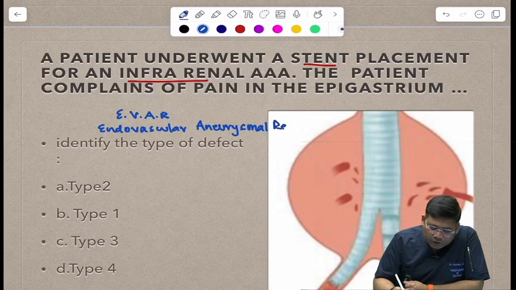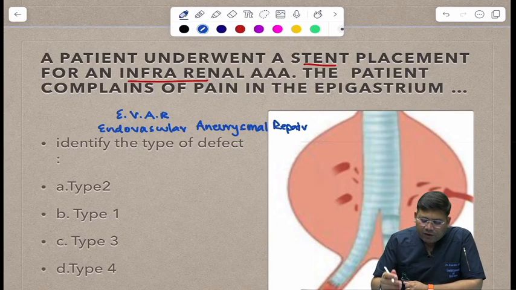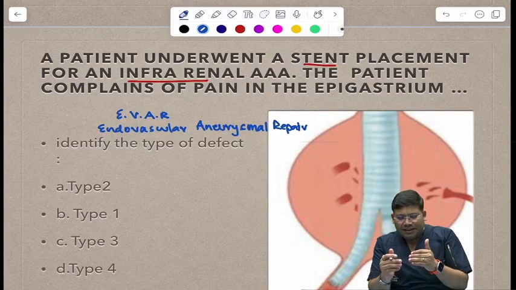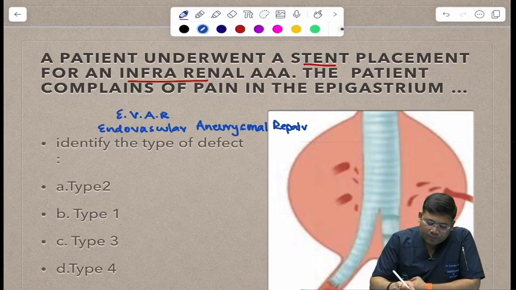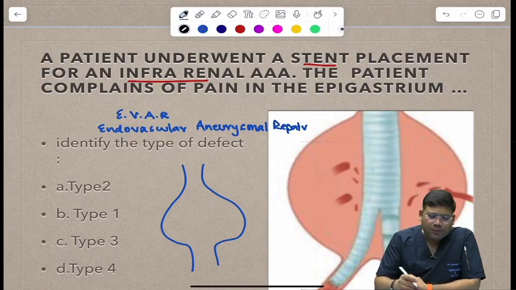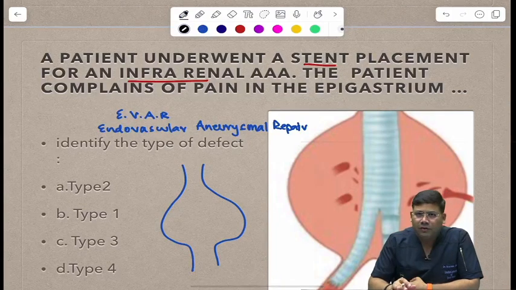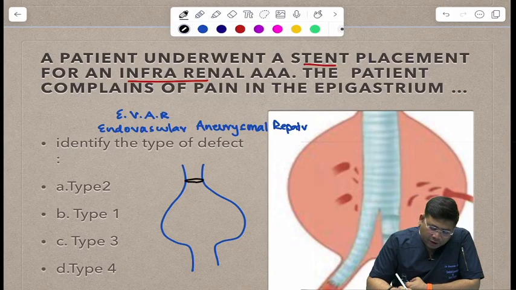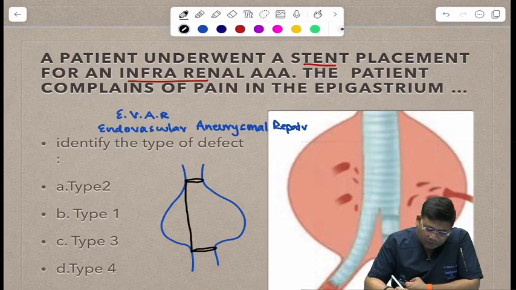Now, 2-3 questions related to this. Whenever we put a stent in the aneurysmal sac, what is the objective of putting a stent? First of all, sir, this patient will not be a candidate for surgery. So meanwhile, the aneurysm should not rupture. So we put a stent. Now what is so special about the stent? The stent is impermeable.